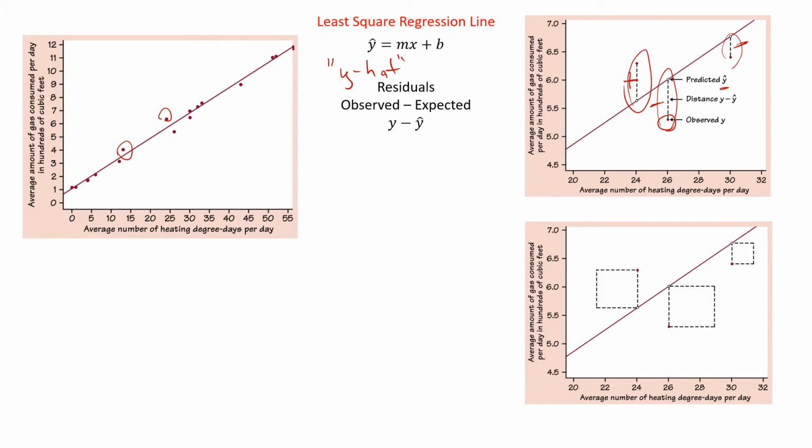Sometimes it's abbreviated as LSRL for least square regression line. And we'll talk about how to find those in just a minute.